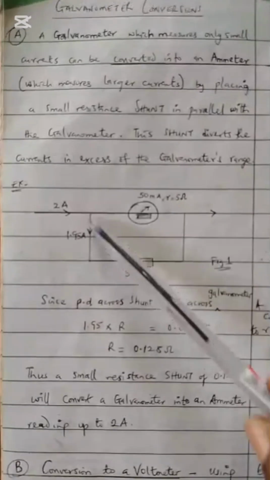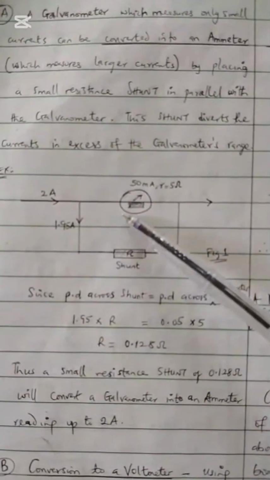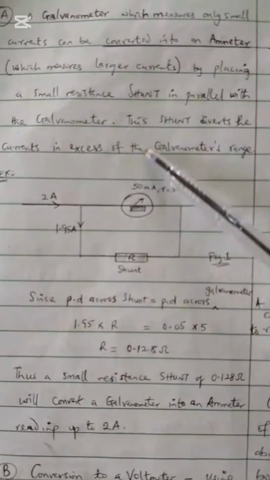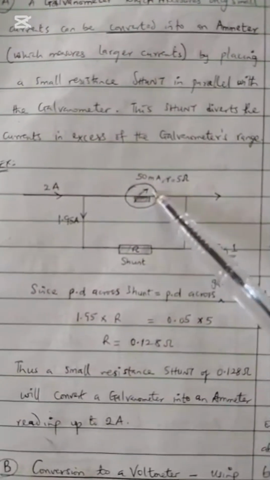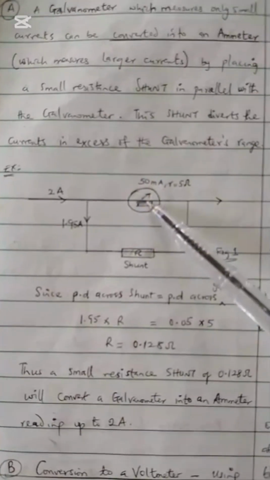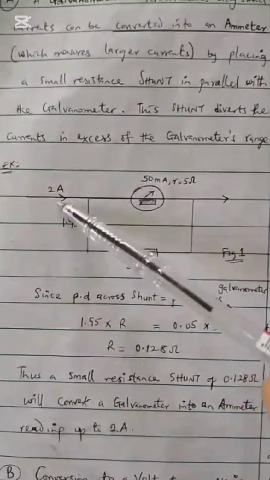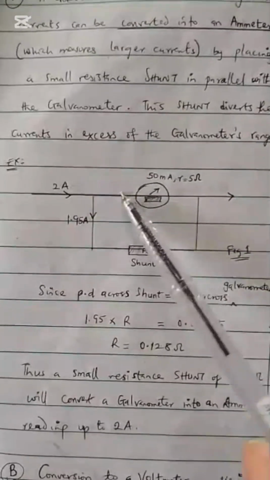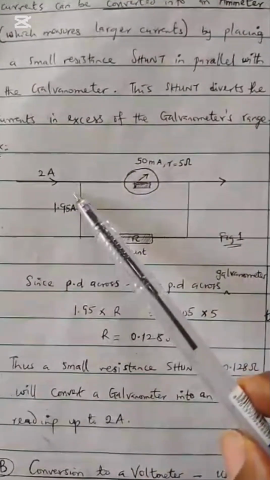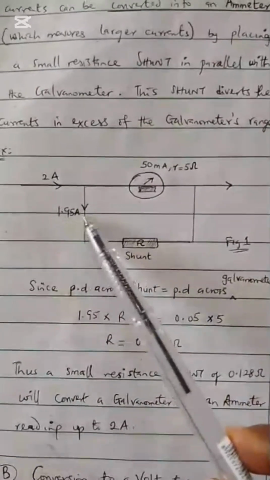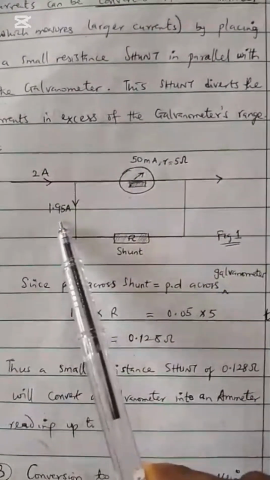Okay, so let's consider this example. Like I said, this is our galvanometer. It has a full scale deflection of 50 milliamperes, and we want it to be able to measure a current of 2 amperes. So what's going to happen is 50 milliamperes will pass through the galvanometer, and the remaining current, if you subtract 50 milliamperes from 2 amperes, you're left with 1.95 amperes.